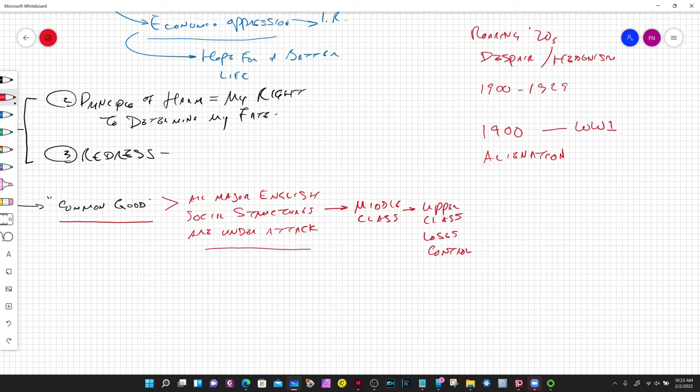So from a purely sociological perspective, there is a sense in which there is no option, as traditional Western society comes apart at the seams for a variety of reasons. What ultimately will happen will be that the principle of harm, my right to determine my fate, will achieve primacy. Everything else has failed.